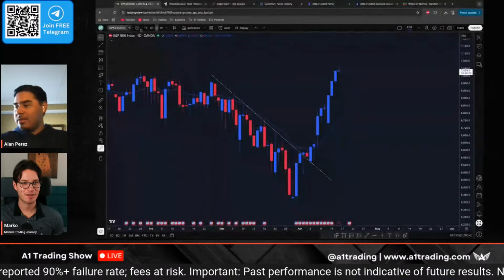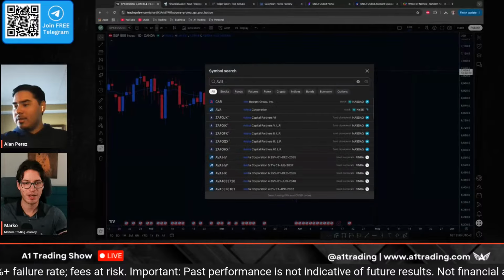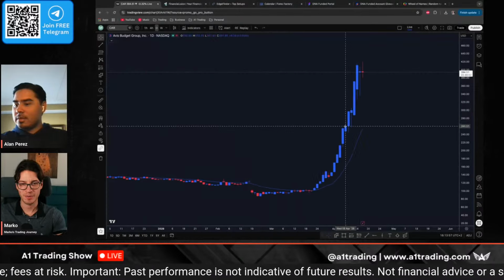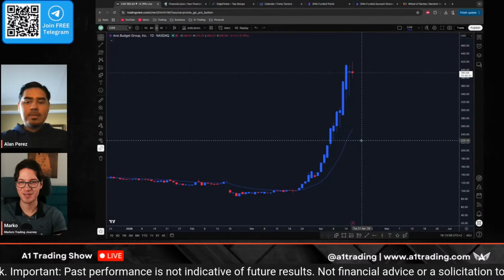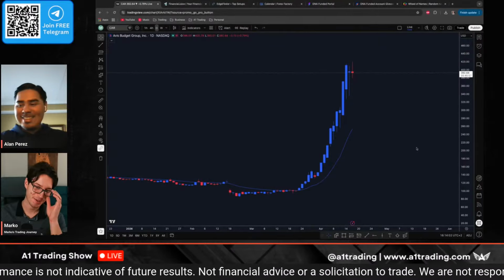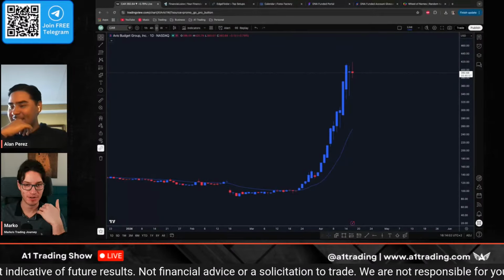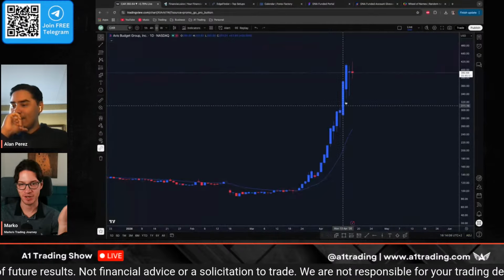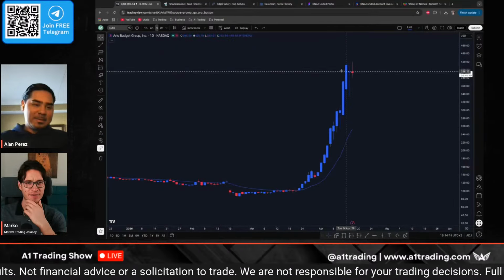So it's not related to software, but it's basically Avis, the car rental company. Okay. So I'm not looking to trade any individual stocks, but this is a crazy chart, so I wanted to bring it up.